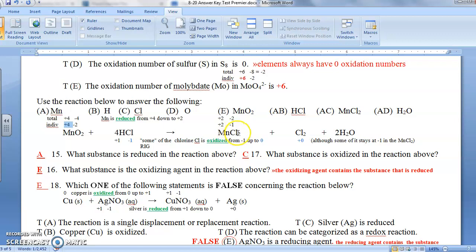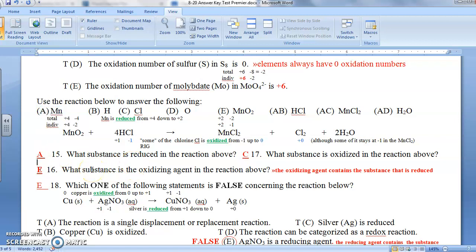On the right side, manganese is now with chlorides. Chlorine's the third strongest. It gets its -1. We've got 2 chlorides at -1 for a total of -2. So the manganese must add up to +2. We have one manganese adding up to +2, so its individual charge is +2. So manganese went from +4 down to +2. Manganese essentially was reduced. Its number was lowered from +4 to +2. So what substance is reduced? Number 15, manganese is reduced, letter A.